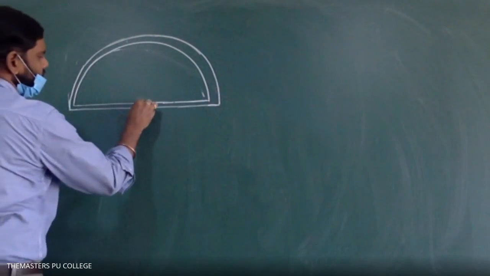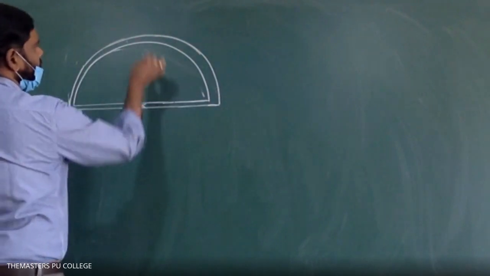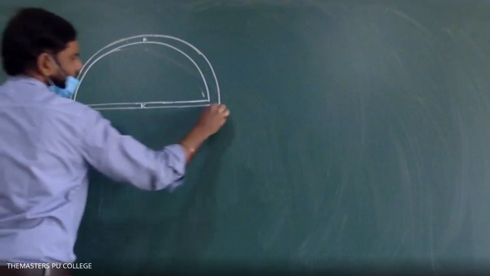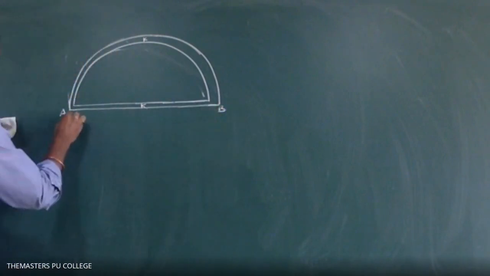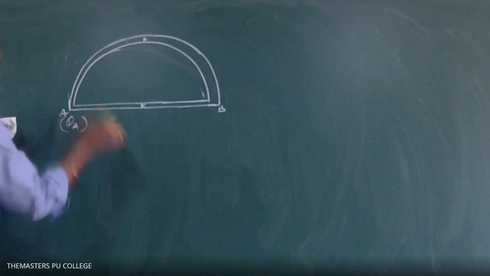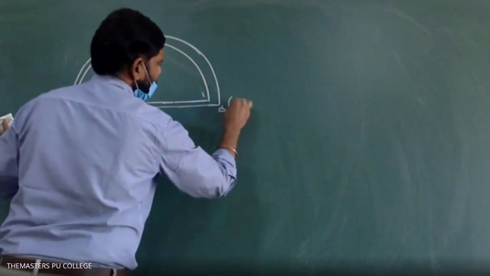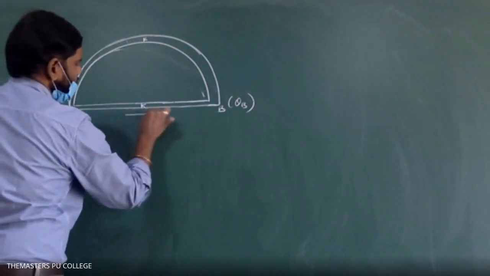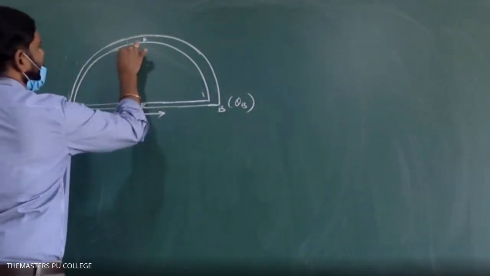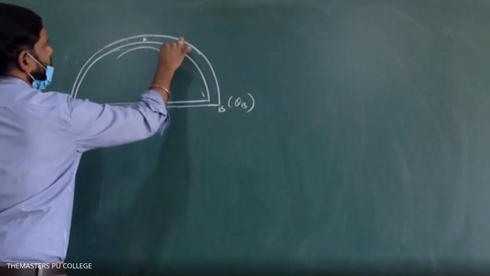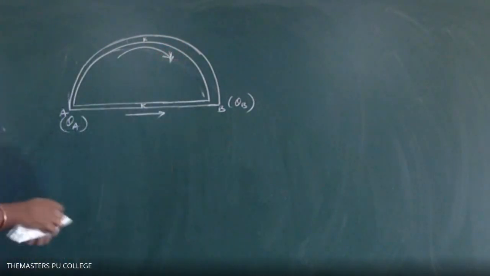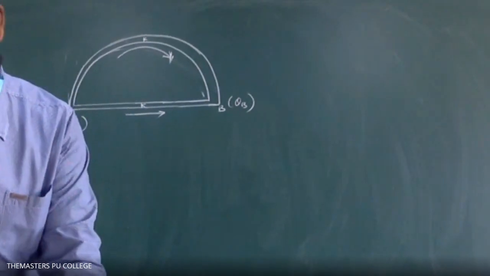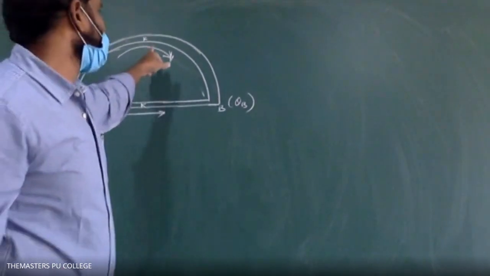This is also made of a material whose thermal conductivity is K. This is the end A, this is the end B. The end A is maintained at temperature theta A, the end B is maintained at temperature theta B. Let some amount of heat flow along this direction and some amount flow along this direction. So they are asking the ratio of heat transferred through the cross section of this wire and this wire.